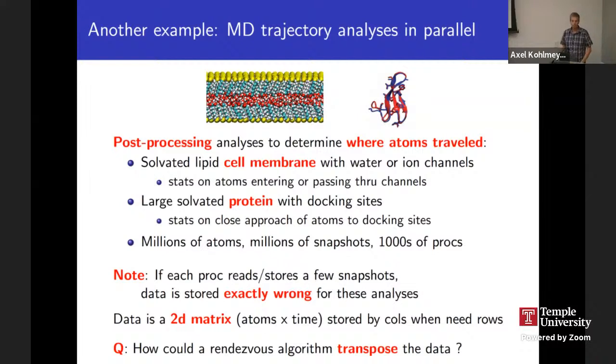Okay. So is a ring never better than a rendezvous? Yeah, it wouldn't be. In this case, you have to circulate all your atoms around the ring, P steps, and I know I need stuff about atom 37. So every time some new chunk of atoms came to me, I'd be looking for atom 37. So that would be inefficient.